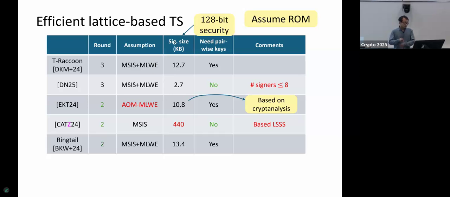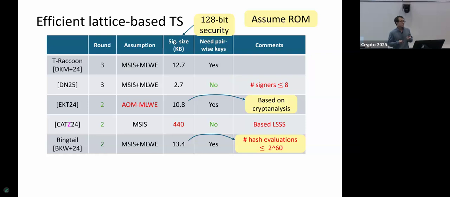And the follow-up work, Ringtail, seemed to achieve the best of both worlds. However, the caveat here is that its concrete efficiency is estimated based on the assumption that the number of hash evaluations is bounded by 2^60. Typically, this number should be bounded by 2^λ, the security parameter. And if we plug that in, their signature size will be much larger. So we can see that all existing 2-round schemes here have some caveats.